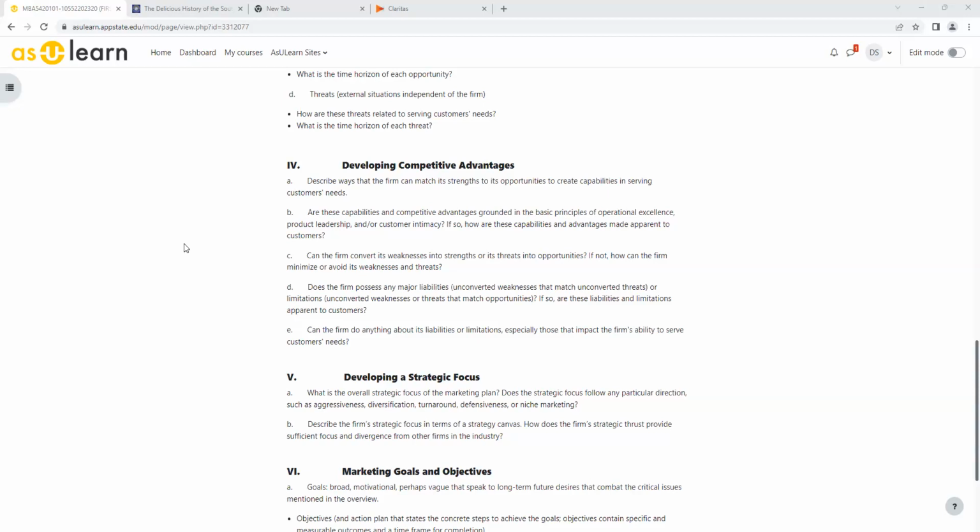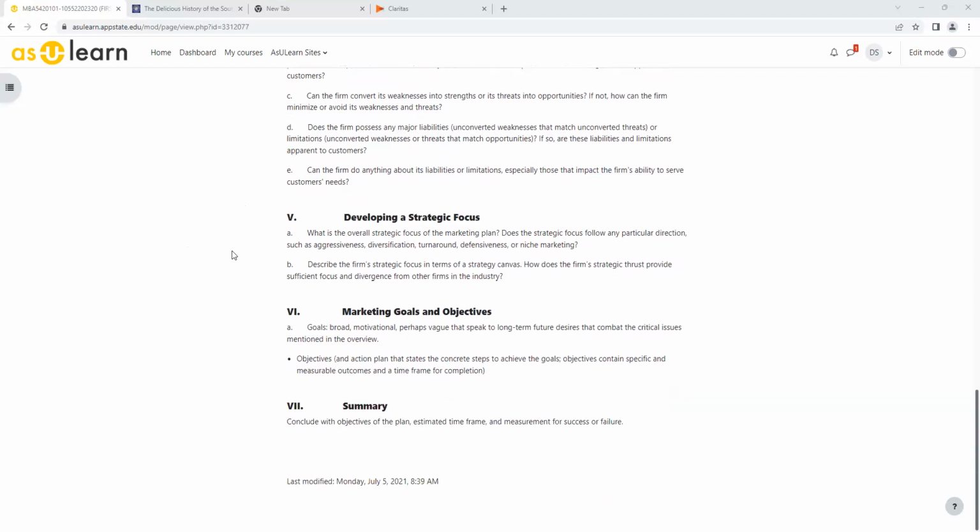Then finally, what is the strategic focus? Is it in a particular direction? Remember, aggressiveness, diversification, turnaround, defensiveness, or niche. Which one of those five strategies, based upon the assumptions that we built from the SWOT analysis, are we going to choose? Are we going to be an aggressive firm? And if we're going to be an aggressive firm, then what are the goals and objectives that we need to go through in order to implement that plan? This can also be a discussion of the 4 Ps as well, although it isn't listed here.